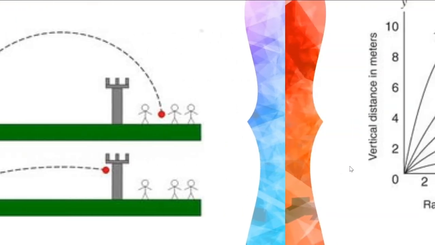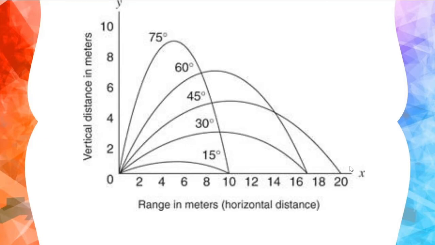Okay? Now, there are different angles kung saan pwede nating ibato or sipain or ihagis yung bola. Okay? So, in this example, we have different angles. We have 15, 30, 45, 60, and 75 degrees. Okay? Now, the longest range, yung pinakamahaba or pinakamalayong pwedeng marating ng object ay maaari nating ma-achieve kapag ang angle ng pagsipa natin or paghagis natin sa object ay 45 degrees.